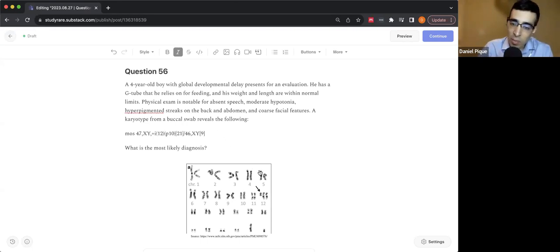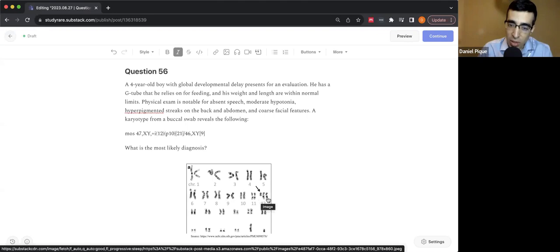The karyotype here is showing an extra chromosome 12p, in particular tetrasomy 12p. So there are actually two chromosome 12p's linked at the centromere here, and that's what this arrow is suggesting, and that is diagnostic of Pallister-Killian syndrome.